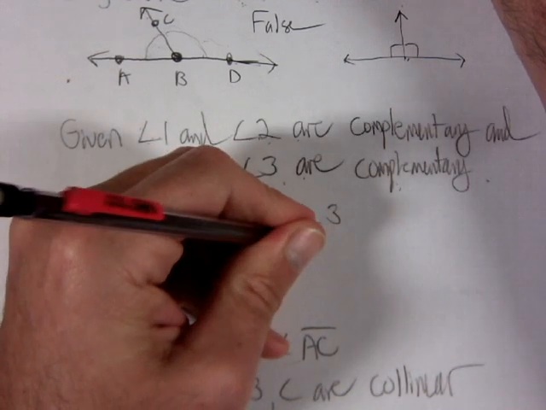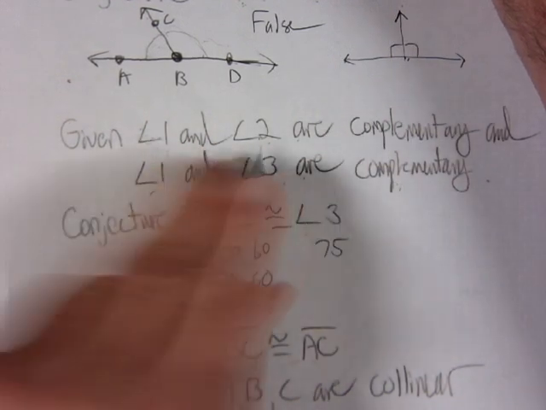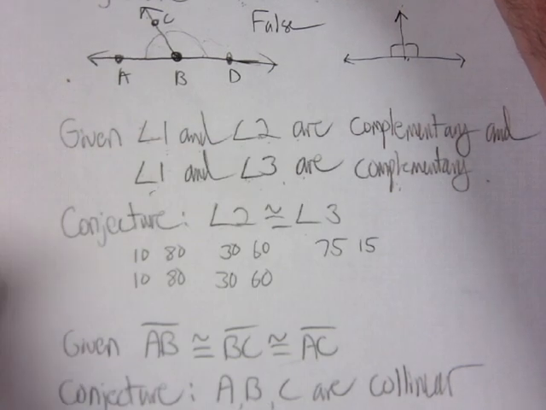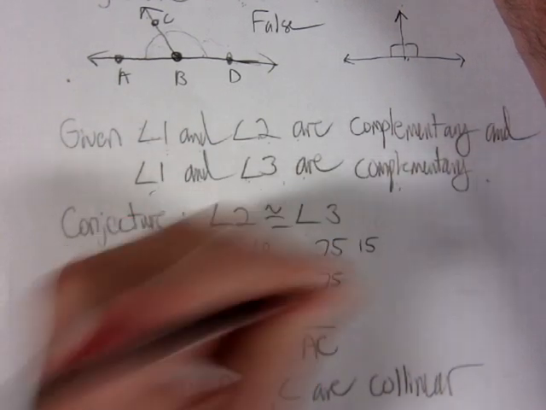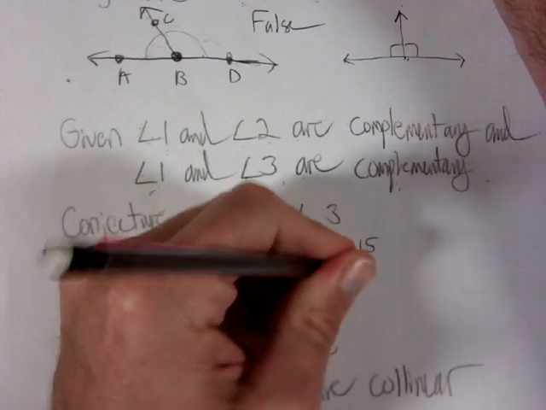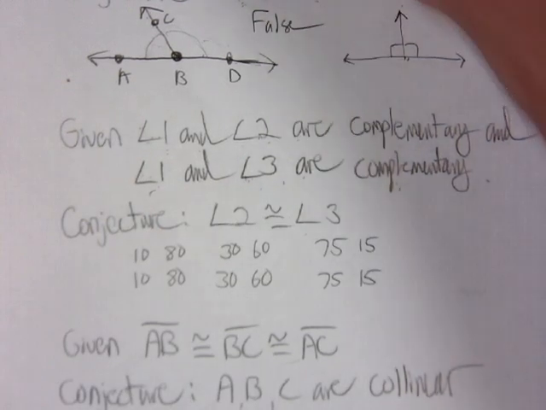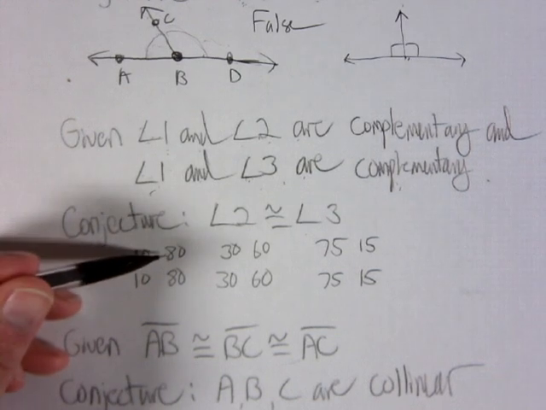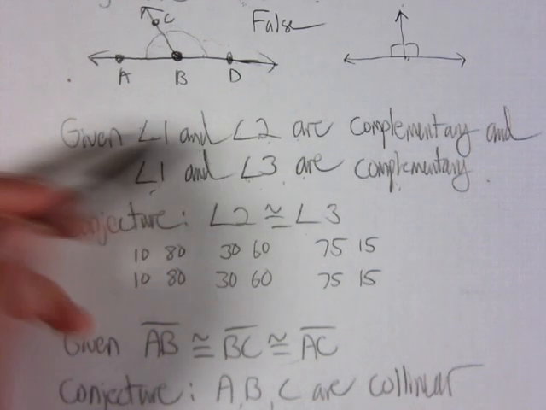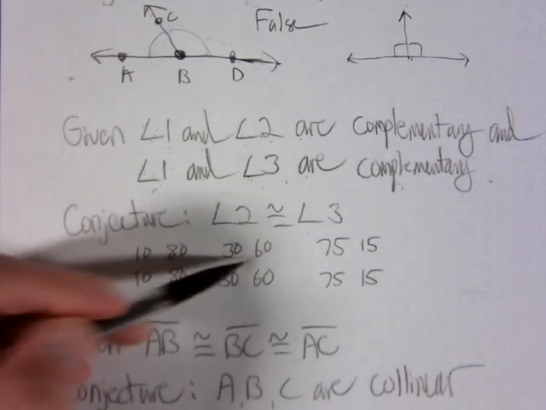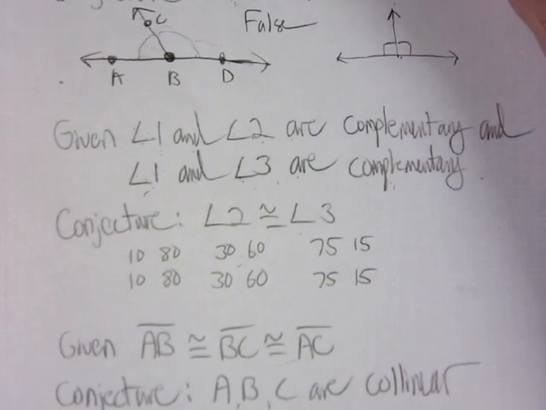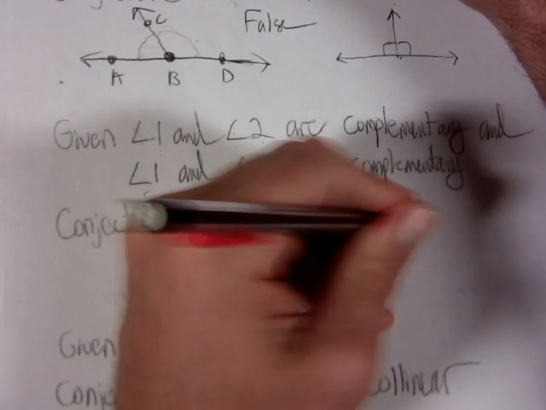What about if I change angle 1 to 75? What would angle 2 have to be to add up to 90? 15. And angle 1 still 75. What would angle 3 have to be? Still 15. And so it doesn't matter what you change angle 1 to. If they are both complementary to angle 1, they both have to be the same to make it add up to 90. All right? So there is no counterexample to this one, so this statement is actually true.